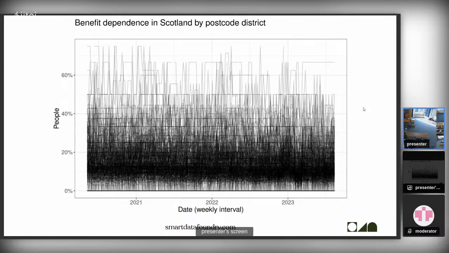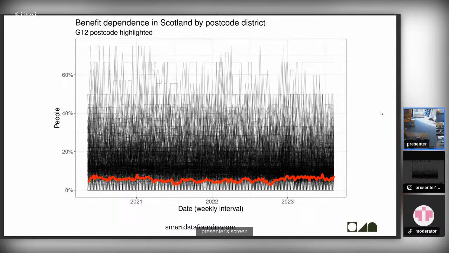Hands up for somewhere in the middle. Hands up for somewhere high. Okay, let's have a look. So yeah, it's really low. I suppose we might expect that. One would expect a relatively nice area of Glasgow. It's not Edinburgh. And so that's reflected in this benefits dependence.